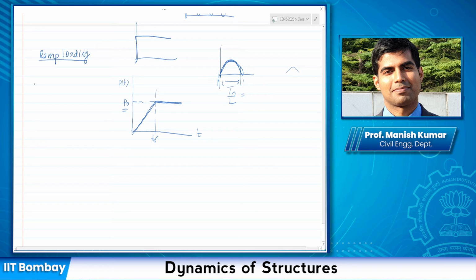So how can I represent this linearly increasing load? I can write p(t) equal to P naught t by TR for t smaller than TR, and this is equal to the constant force P naught for t greater than TR. This is the representation of the ramp loading: up to TR it is P naught t by TR, so that when t equals TR, the force becomes P naught and then it stays there.